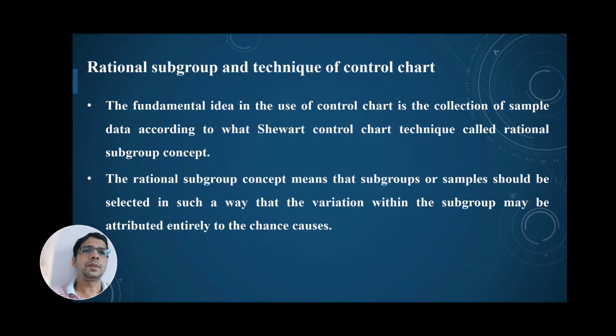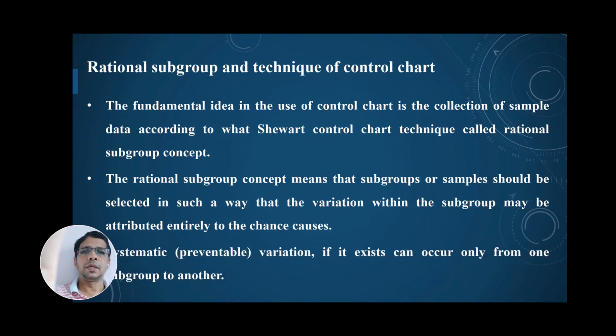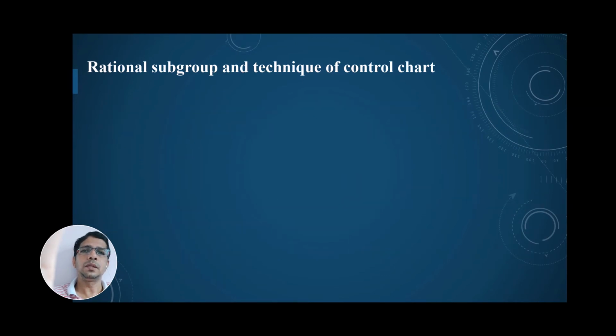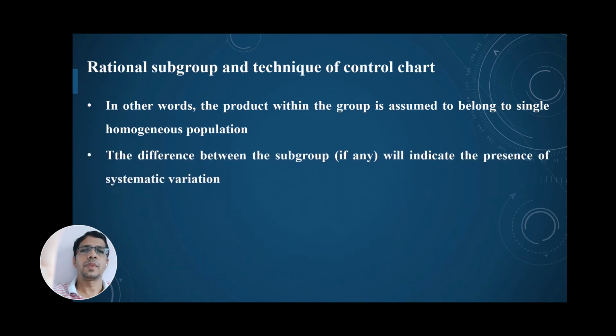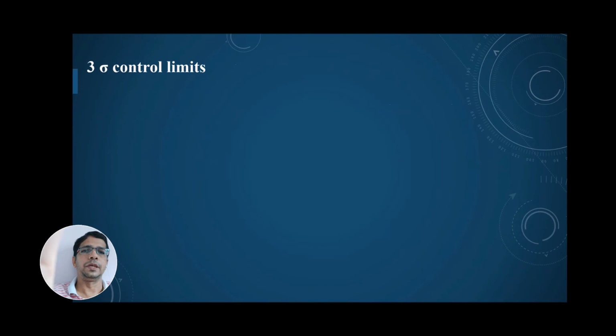The rational subgroup concept means that subgroups or samples should be selected in such a way that the variation within the subgroup may be attributed entirely to chance causes. Systematic, that is preventable or assignable variation, if it exists, can occur only from one subgroup to another. In other words, the product within the group is assumed to belong to a single homogeneous population. The difference between the subgroups, if any is present, will indicate the presence of systematic or preventable variation.